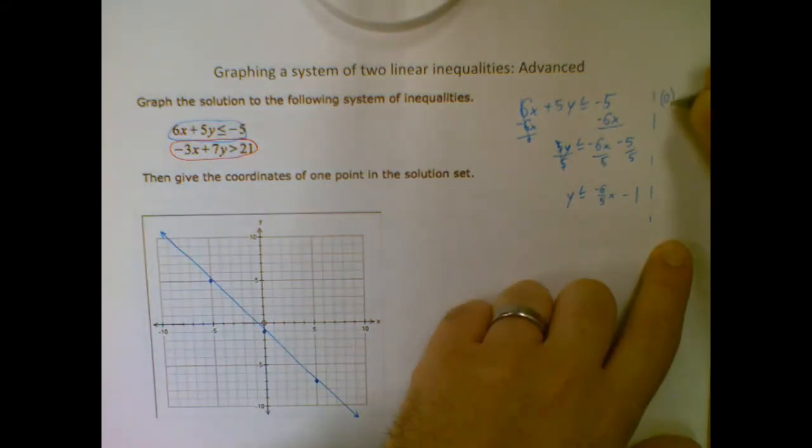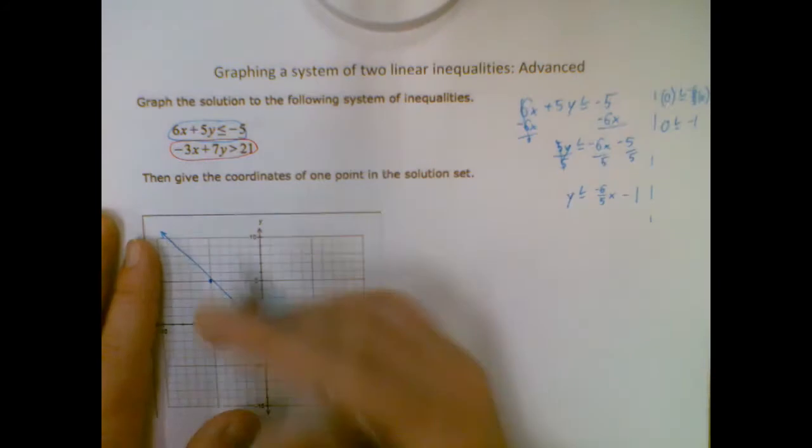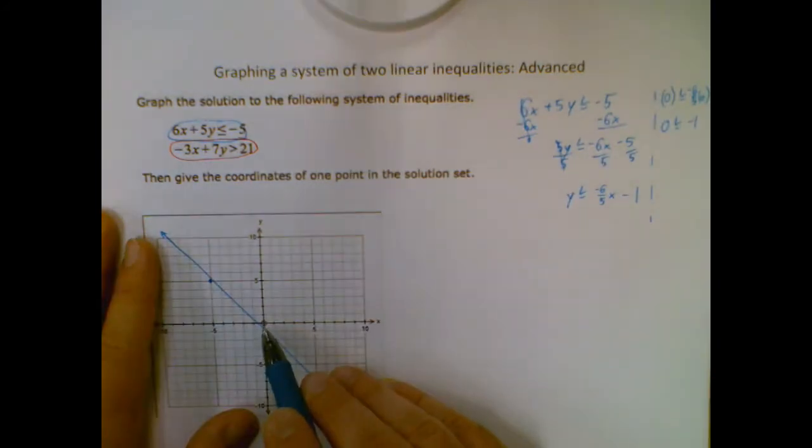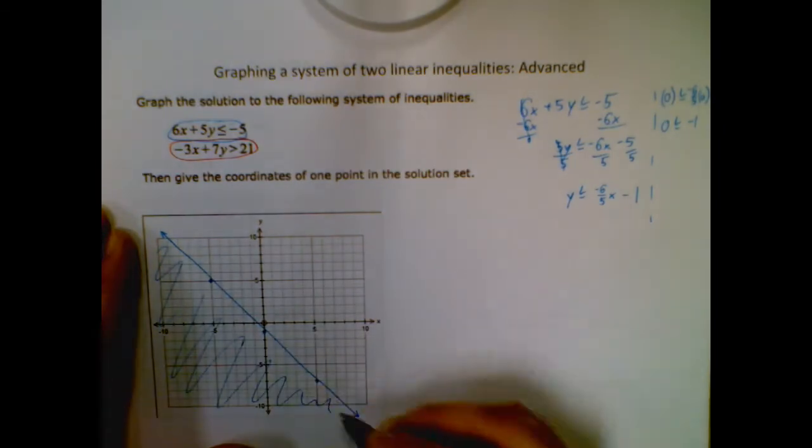So I have 0 for my y, 0 for my x, which lands me at 0 is less than or equal to negative 1. That is false. So that means that the side with 0, 0 is false and not the side I want to shade. So I would like to shade down here.